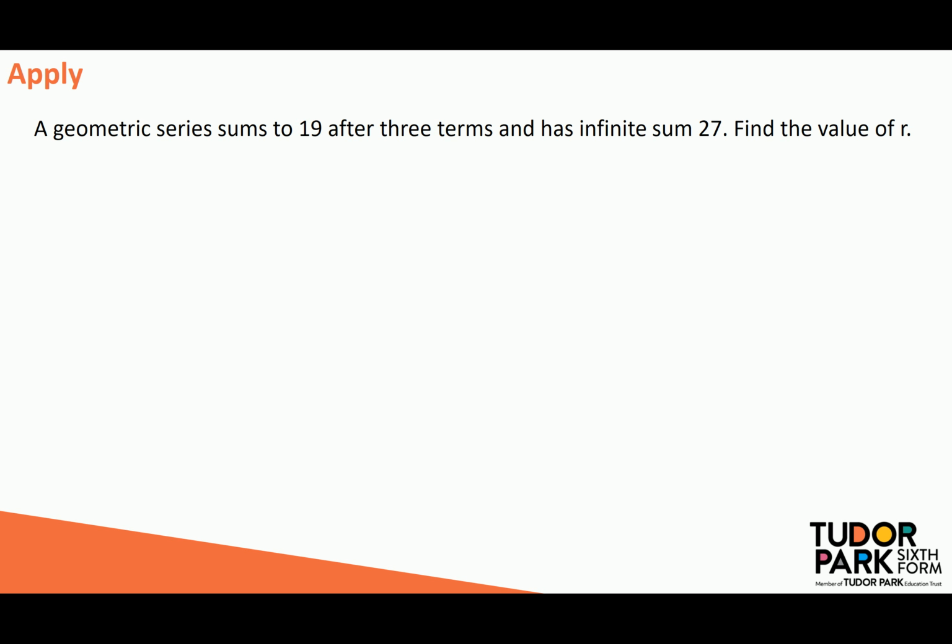The geometric series sums to 19 after 3 terms and has infinite sum 27. Find the value of r. So let's transfer this into language that we're happy with. The sum of the first 3 terms is 19 and the infinite sum is going to be 27. How do I work out the sum of the first 3 terms? Well, that's simply a lots of 1 minus r to the power of 3 all over 1 minus r, which is going to be 19. And my infinite sum is a over 1 minus r, which is 27. I'm just tidying up this so that we can see what it's actually trying to say.